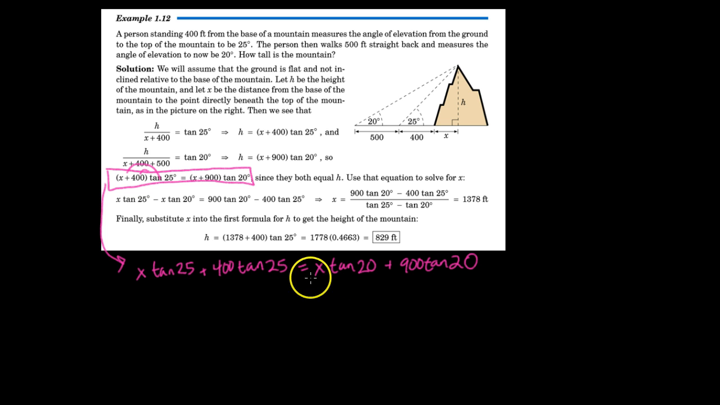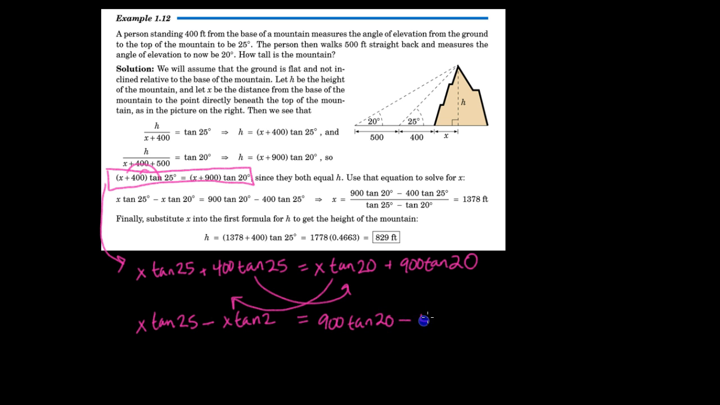Next, what you do when you're solving an equation for x, you want to get everything with x onto one side. So I'm going to bring this over to this side and this over to that side. So now we have x tan 25 plus x tan 20. Excuse me, not plus, it's a minus because I brought it over to the other side, right? So let me erase that. So there's a minus there. And that equals, now I have 900 tan 20. And since I'm bringing this 400 tan over to the other side, it's minus 400 tangent 25.